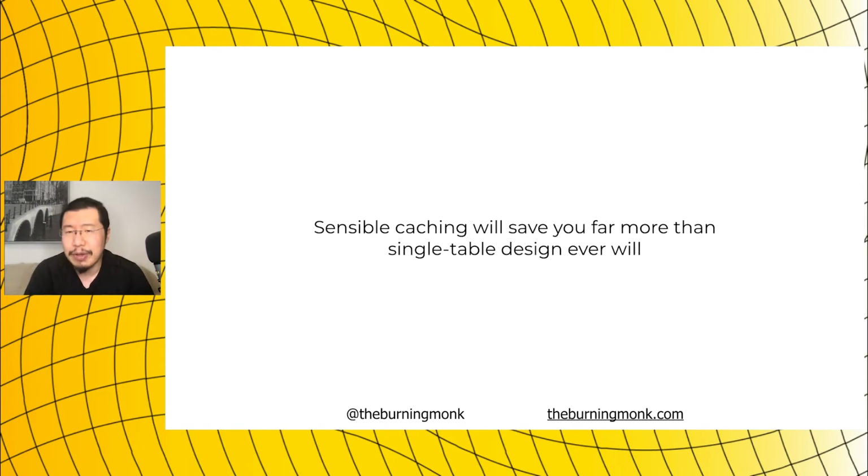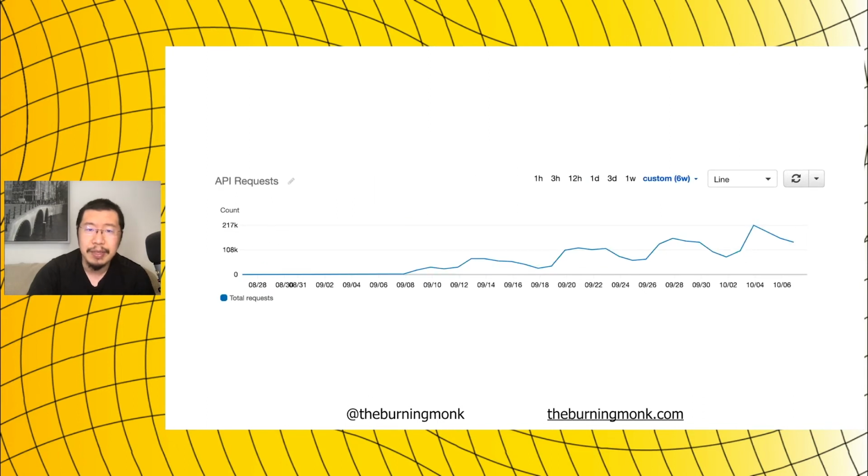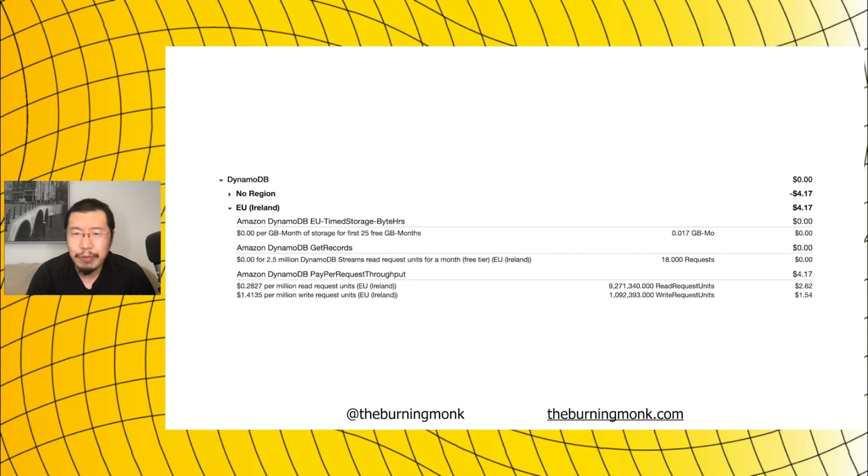I find that a sensible caching strategy is going to save you far more than single table design is ever going to, because you cut out most of the requests to DynamoDB before they even happen. In this particular application, I managed to get a steady 99% cache hit rate on average throughout the entire day. After we've been live for about a month or two, we average around 200 to 250,000 API requests per day. A lot of those requests involve multiple DynamoDB calls, so they are quite intense and fetch a lot of data from DynamoDB. But if you look at our bill for the first 2 months, our DynamoDB cost was really, really low.